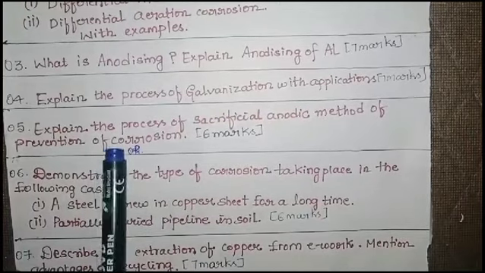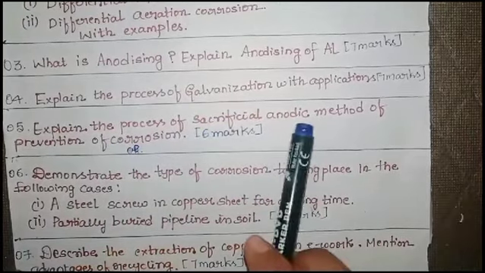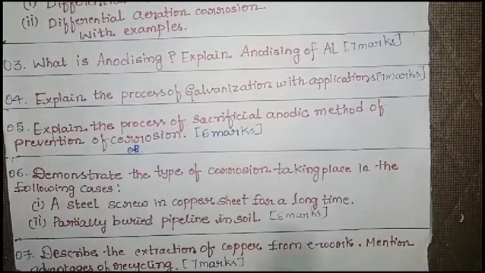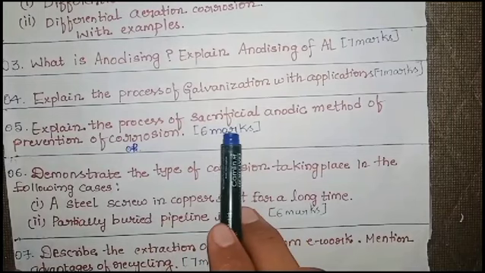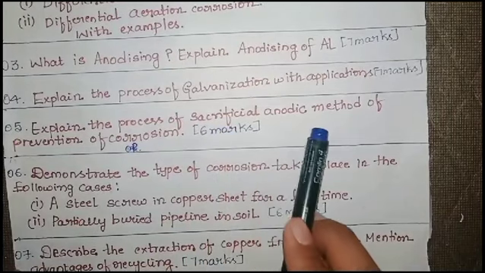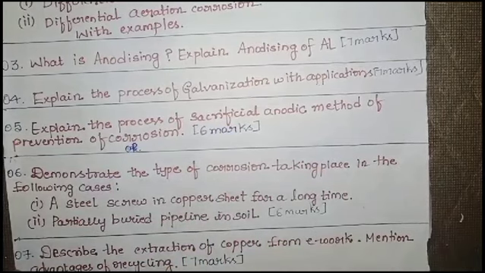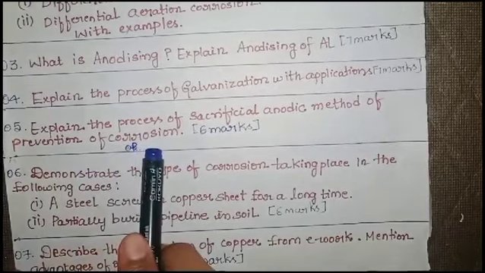Question number 5. Explain the process of sacrificial anodic method of prevention of corrosion. With a suitable diagram, you should explain the sacrificial anodic method for the prevention or control of corrosion of the metals.